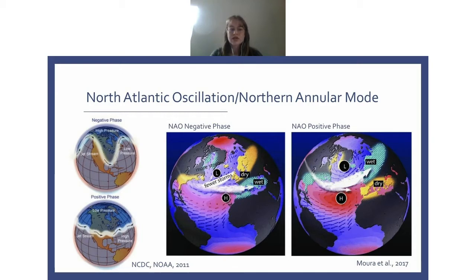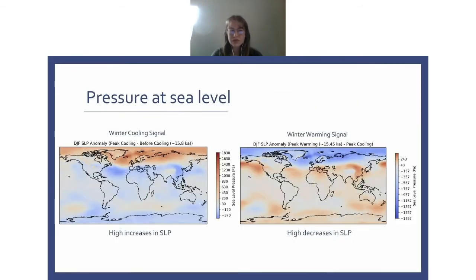In order to calculate the indices for these phenomena, and to learn more about how they are interacting with the surface air temperature, I have to look at atmospheric pressure at sea level. These are the same anomalies as before, with the winter cooling signal and the winter warming signal. You can see for the cooling signal, there are large increases in sea level pressure hemisphere-wide, and in a lot of the same places where we are seeing the cooling as well.